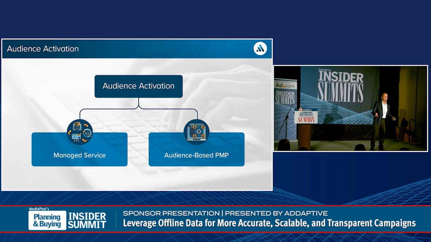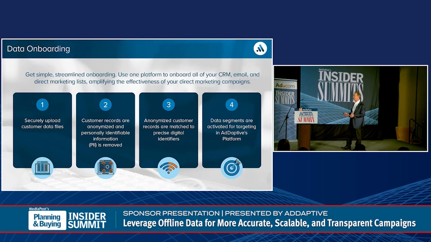When it comes to activating our audiences, we can either run campaigns as a managed service, or we can bundle our audiences into an audience-based PMP and push them into whatever DSP you're using so that you can run these campaigns yourself. If you have access to any first-party data, we can onboard that information directly into our platform without using LiveRamp so that we can use that information to target ABM campaigns.